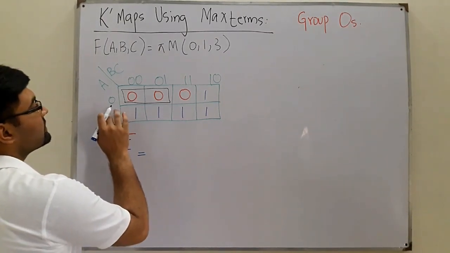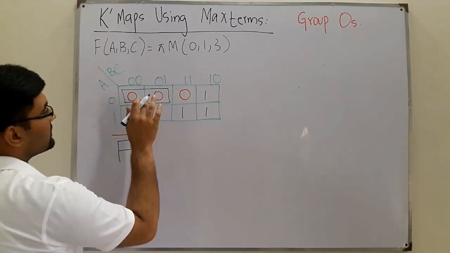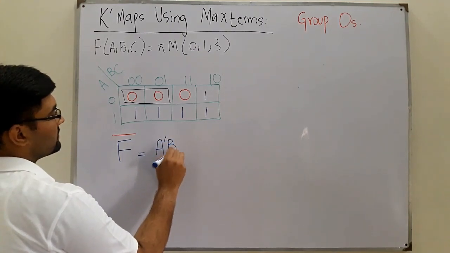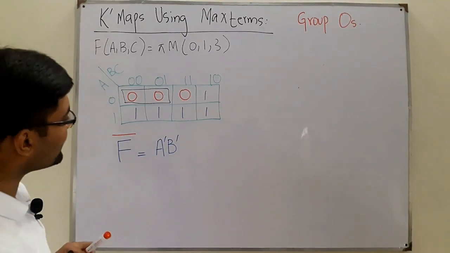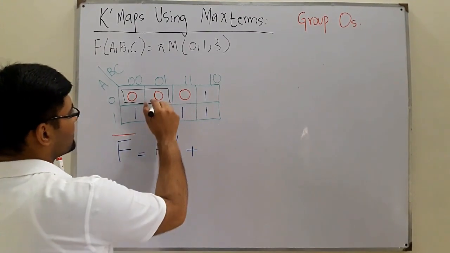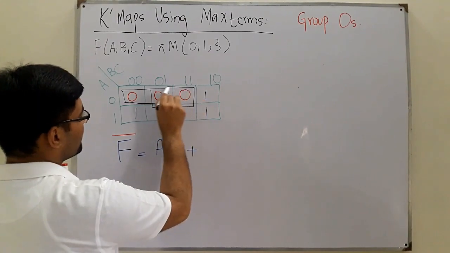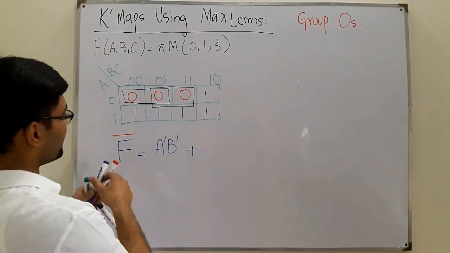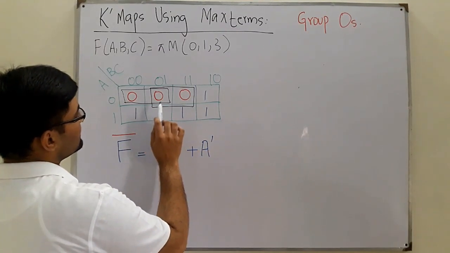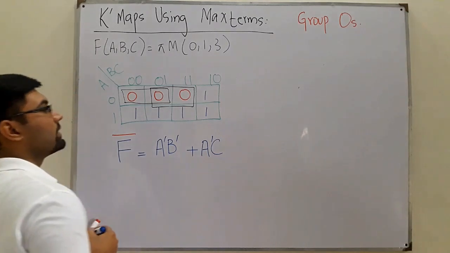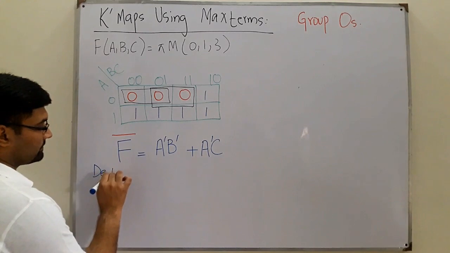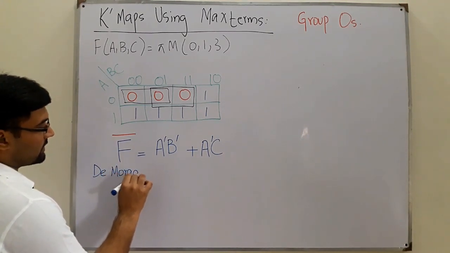This would now be equal to A is not changing and B is not changing. And they are both 0, not changing, so we have A complement, B complement. All right? Now, or with the second group, what is the second group? This one. So, in this group, what is not changing? Now we see. So, again, A is not changing in its complement form. I have A complement, and then C is not changing now. All right, now to remove this complement, what do you do? You apply De Morgan's law.